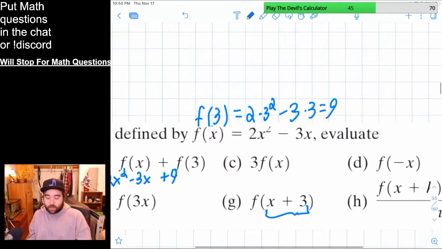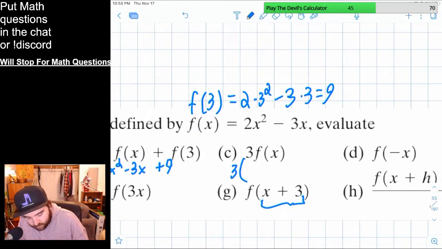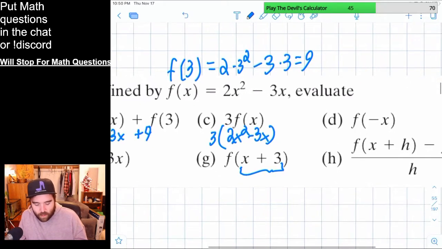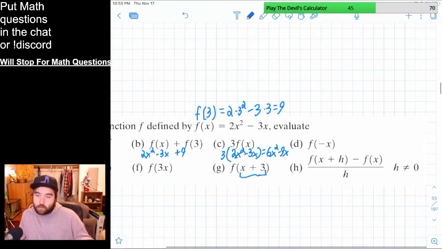3 times f of x, well, yeah, you just do that. So 3 times 2x squared minus 3x. I mean, that's it. If you want to distribute, you can. 6x squared minus 9x. There you go.